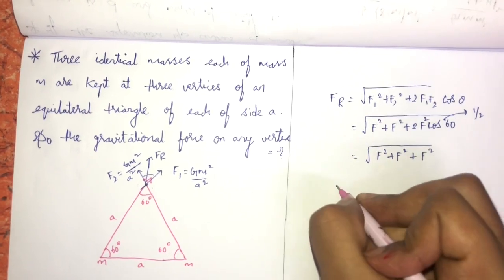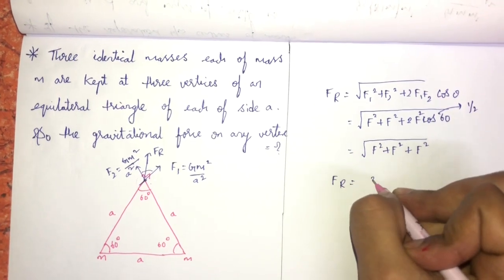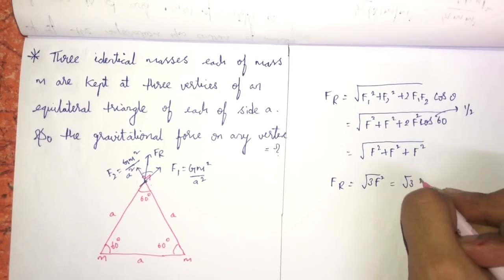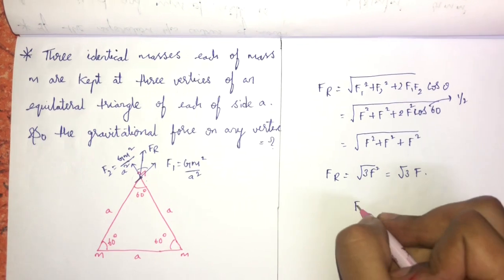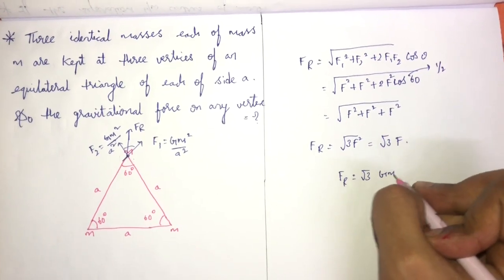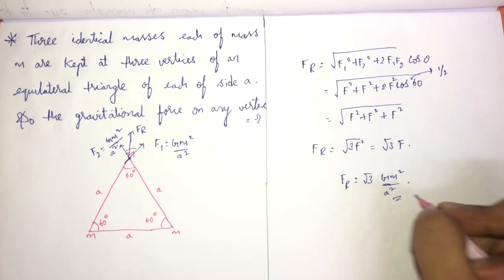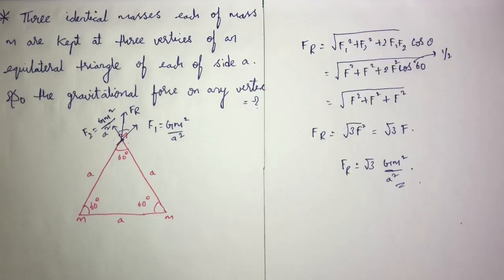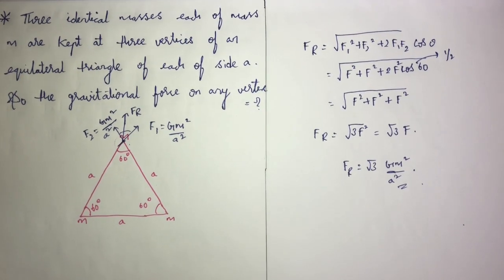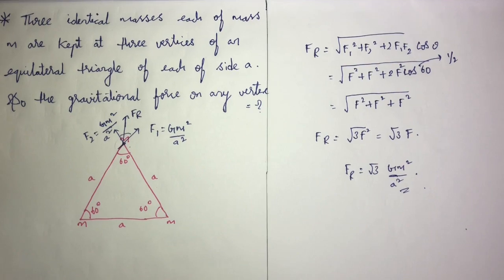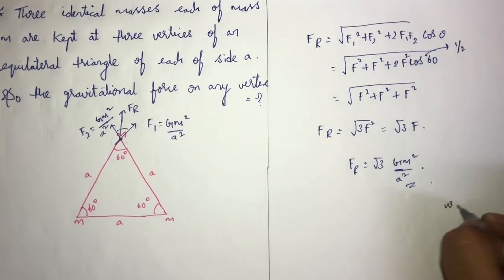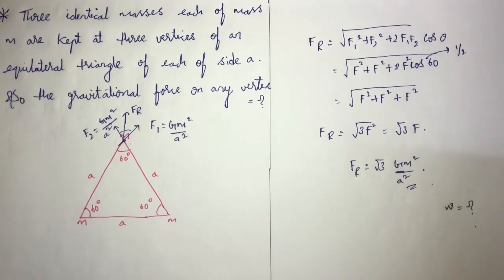So the resultant will be equal to 3F square, that is under root 3 F, that is F resultant equal to under root 3 GM square by a square. That's it, clear. If they mention that the whole system revolves in a circular orbit, then what will the angular velocity be?